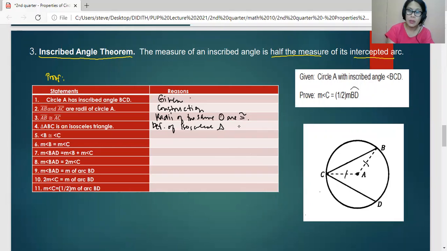Now, the measure of angle B is congruent to the measure of angle C. They're congruent because they are the base angles of this isosceles triangle. The base angles of an isosceles triangle are congruent. Since the two angles are congruent, we can say that their measures are equal. This is about the definition of congruent angles.